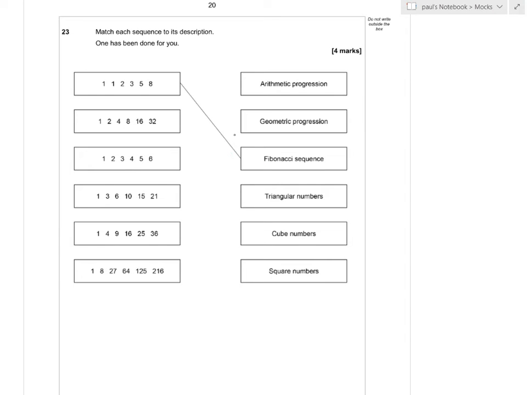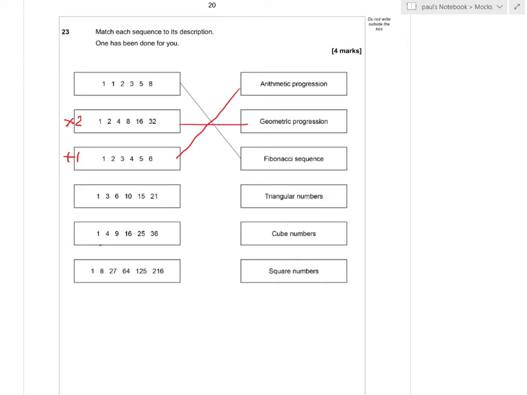So a geometric thing is when we're multiplying by something. Look, 1 times 2 times 2 times 2 times 2 times 2. So that's a geometric when we're multiplying. Yeah, multiplying by 2 there. Arithmetic is when we're adding something. So with this, 1 plus 1 plus 1 plus 1. So this is an arithmetic there. So we'll just add in the 1 there.